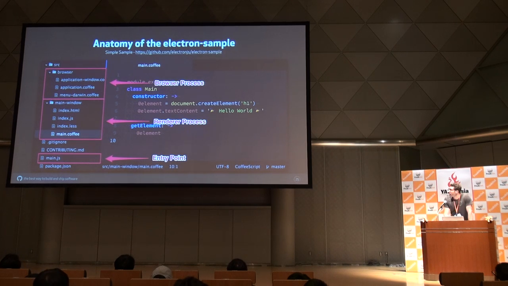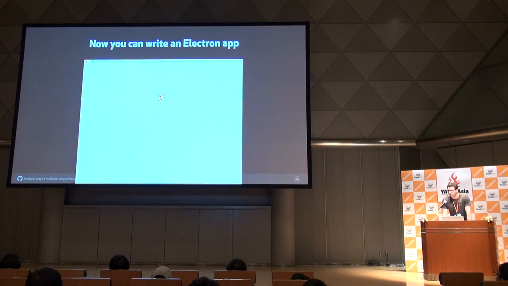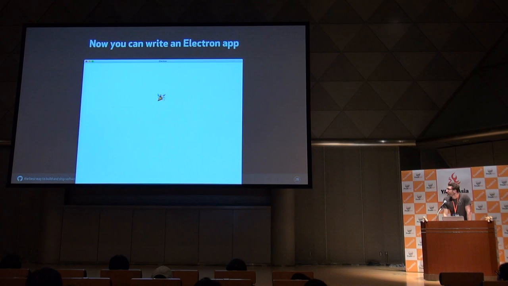Now, if we go back to the code, you can see that this is where all the browser code is. It's in the browser directory. And you can see that the renderer process is in the main window. The way this works is you have the entry point, main.js. Somebody clicks on your icon in the dock. It loads up main.js. Main.js creates an application. And the application then creates a window, which happens to be a renderer process, and says, load index.html. And then it ends up loading this file that says hello world. Sweet. So now you can write an Electron app. Amazing.